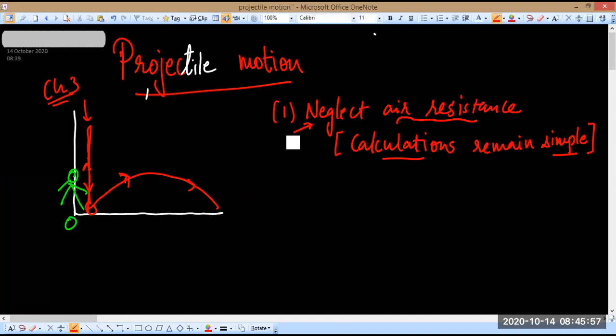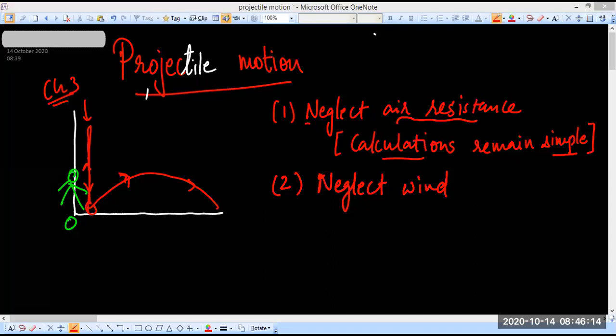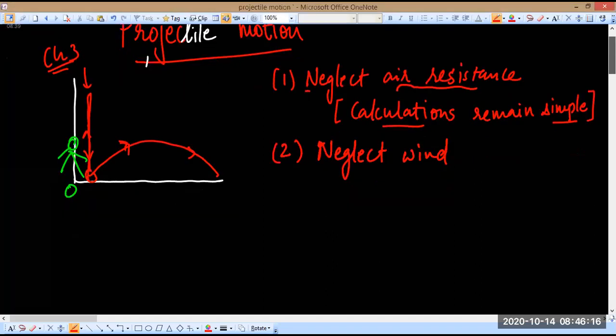Let me write one more thing. We neglect effect of wind. I hope you understand that. We neglect effect of wind. Right? Now, think about this. Let's say you take a piece of paper, and you crush it and make it like a ball and you throw it.